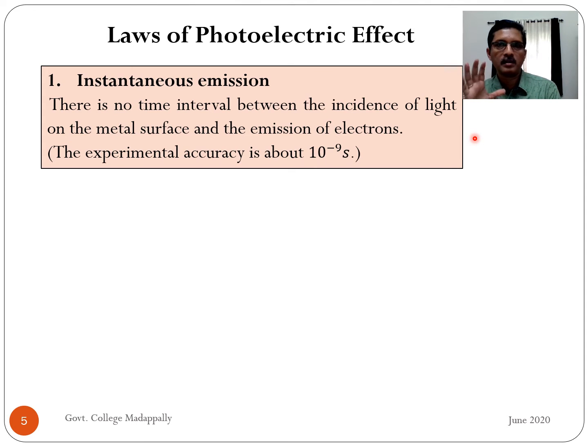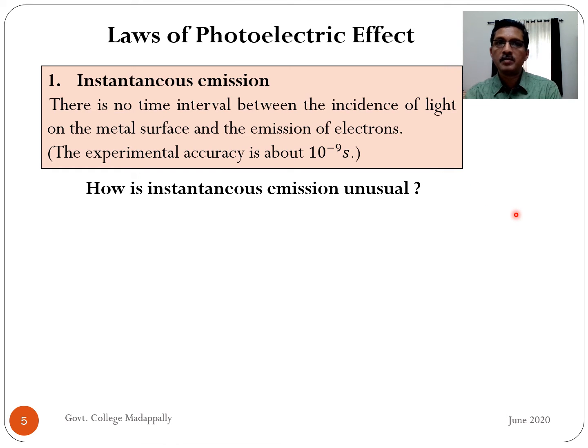At the moment the electromagnetic radiation is incident, electrons are emitted, and the experimental accuracy is about 10^-9 second, 1 nanosecond. So the emission of electrons is within 10^-9 second. That's the experimental kind of accuracy.